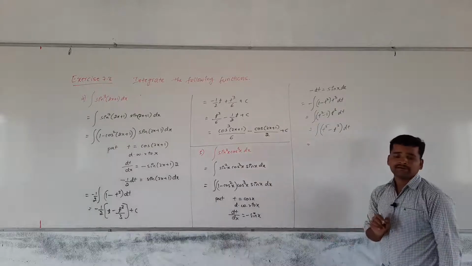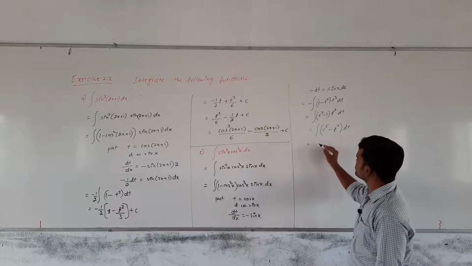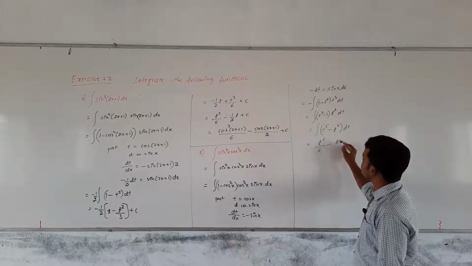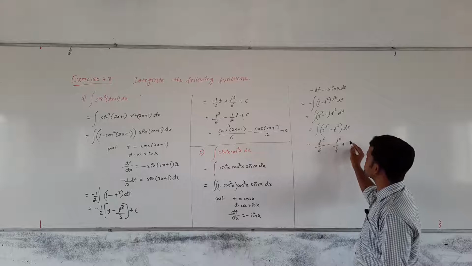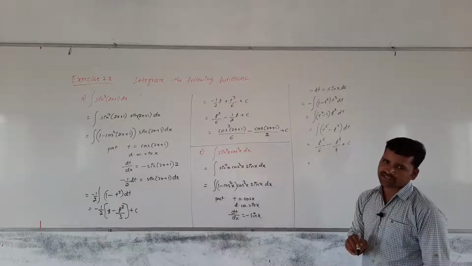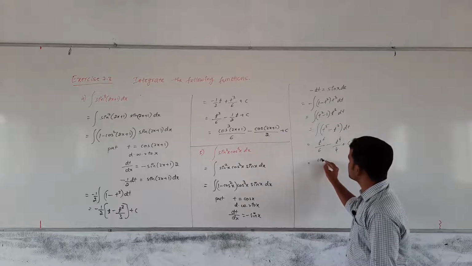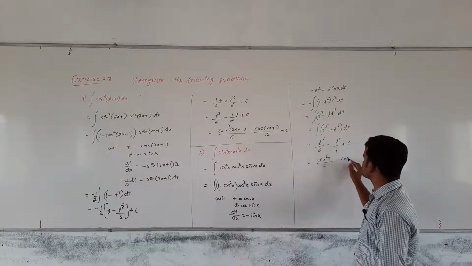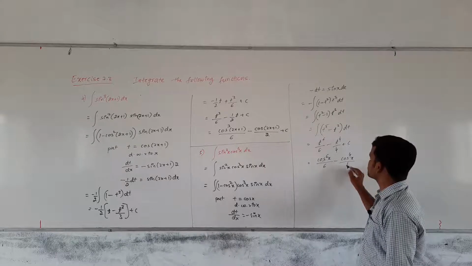Now we will integrate it. Integration of t raised to 5 is t raised to 6 by 6, minus of t raised to 3 is t raised to 4 by 4, plus c. What is t? t is nothing but cos x. This can be written as cos raised to 6 x by 6 minus cos raised to 4 x by 4 plus c.